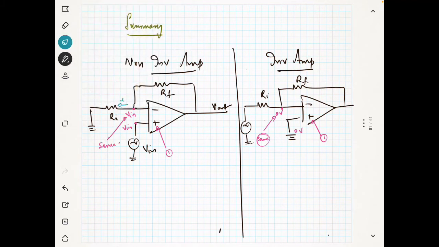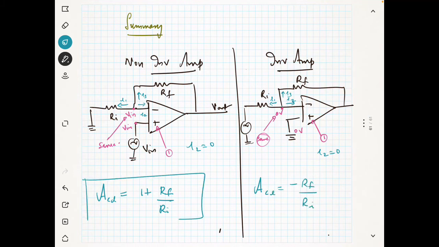Let's say this current is I1, this current is I2, and this current is I3. Same like here also, this is I1, this is I2, and this is I3. I2 will be 0 anyway, because it is going into the op-amp. Because of the high input impedance of the op-amp, you will get it as 0. Now, what is the gain? For the non-inverting amplifier, the closed loop gain is 1 plus RF by RI, and for this one, the closed loop gain is minus RF by RI.